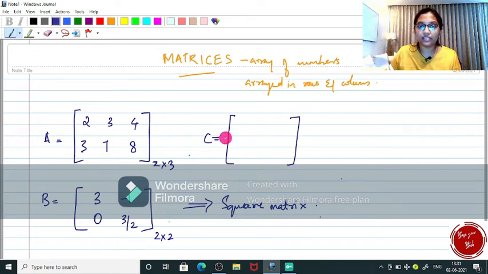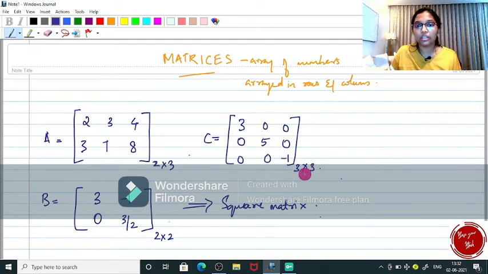I'll take another matrix C, which is also a square matrix. Okay, 3, 0, 0, 0, 5, 0, 0, 0, -1. See, this again is a square matrix of order 3, isn't it? If the number of rows and columns are equal, we can write the order of the matrix as 3 itself. Order of the matrix is 3. Order of this square matrix is 3.